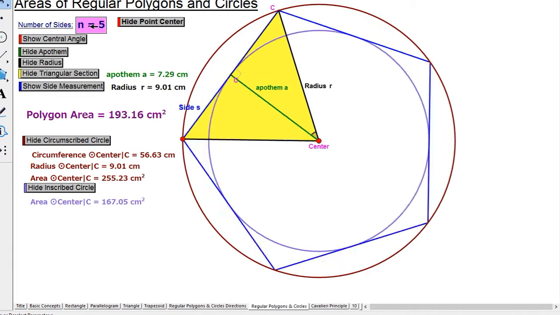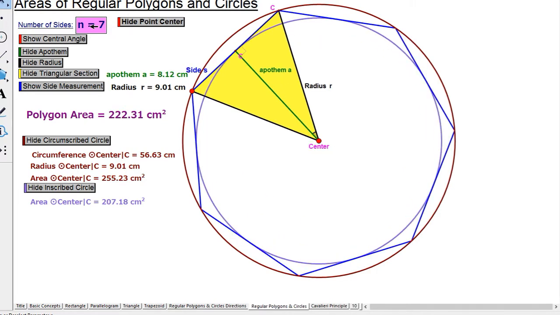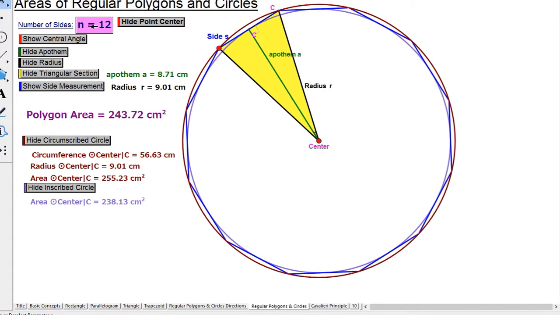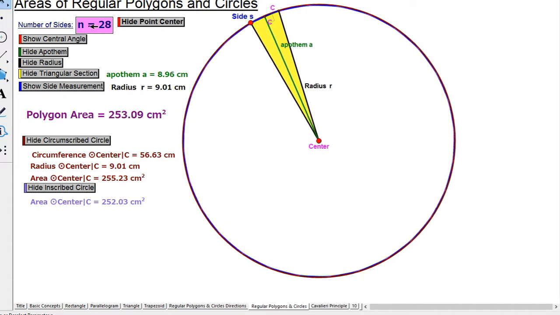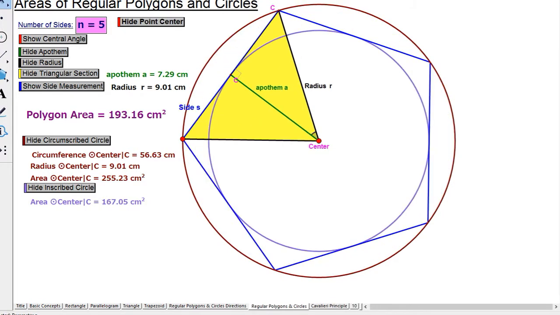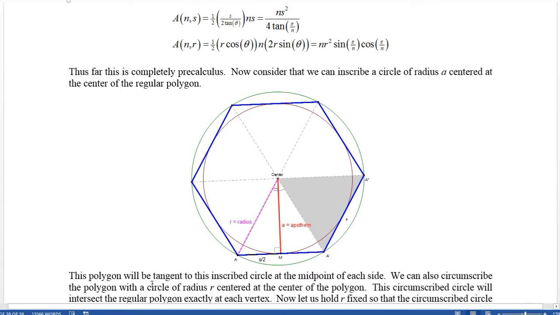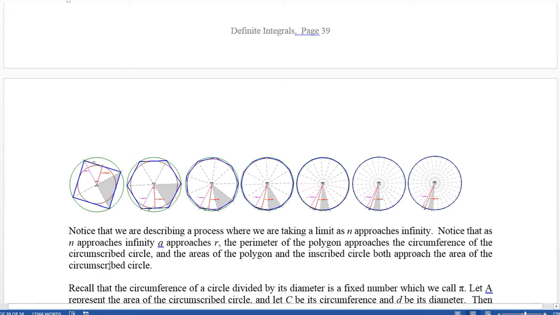Now what about the perimeter of the polygon? What is it approaching? Well, isn't it approaching the circumference of that circle? So as n gets bigger and bigger, the perimeter of the polygon is approaching the circumference of the circumscribed circle.